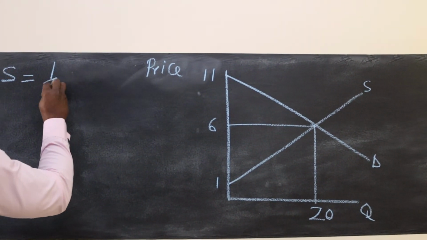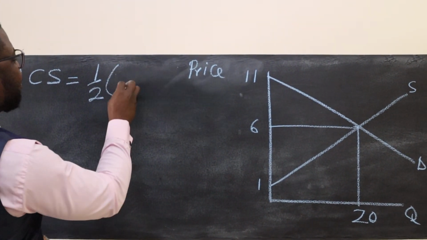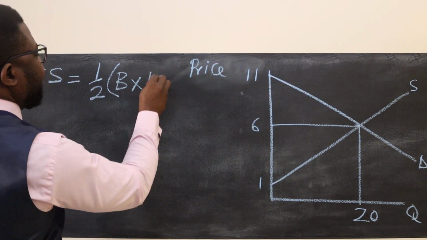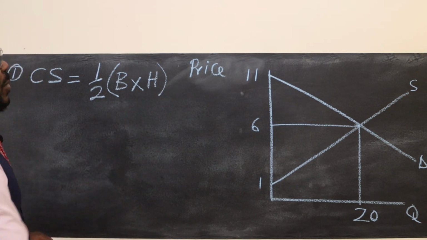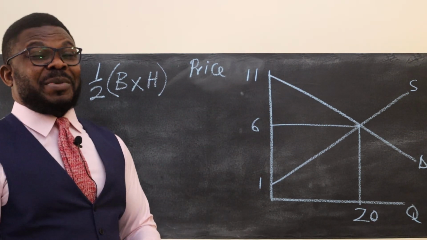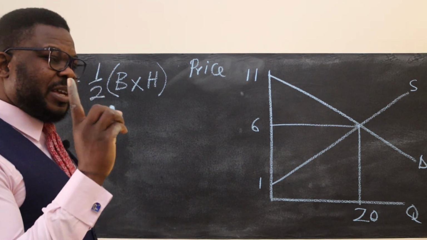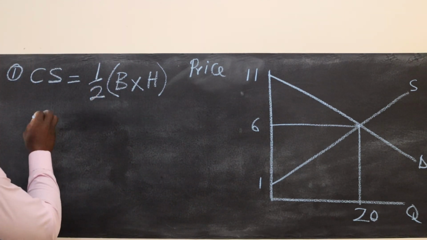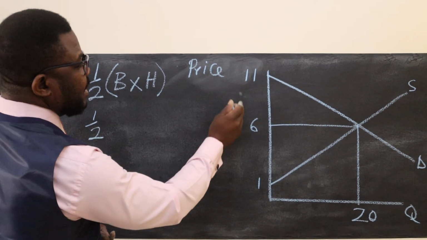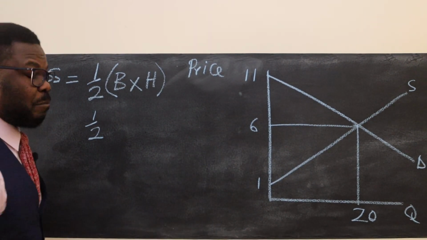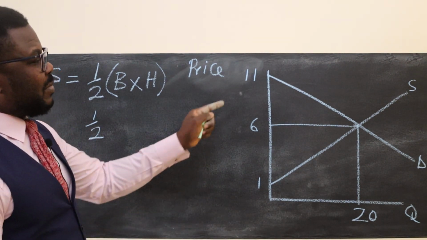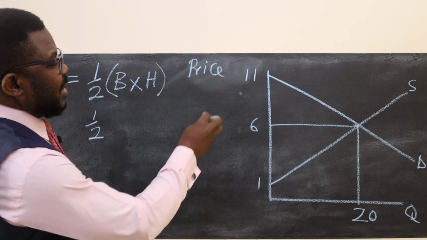It is half times the base times the height. So once you know this formula and you are familiar with your numbers, the calculation becomes much easier. Here is what you do. So let's put the numbers in. We have our half, and the base of this is 11 minus 6. That's the base of your triangle. 11 minus 6 gives you 5.